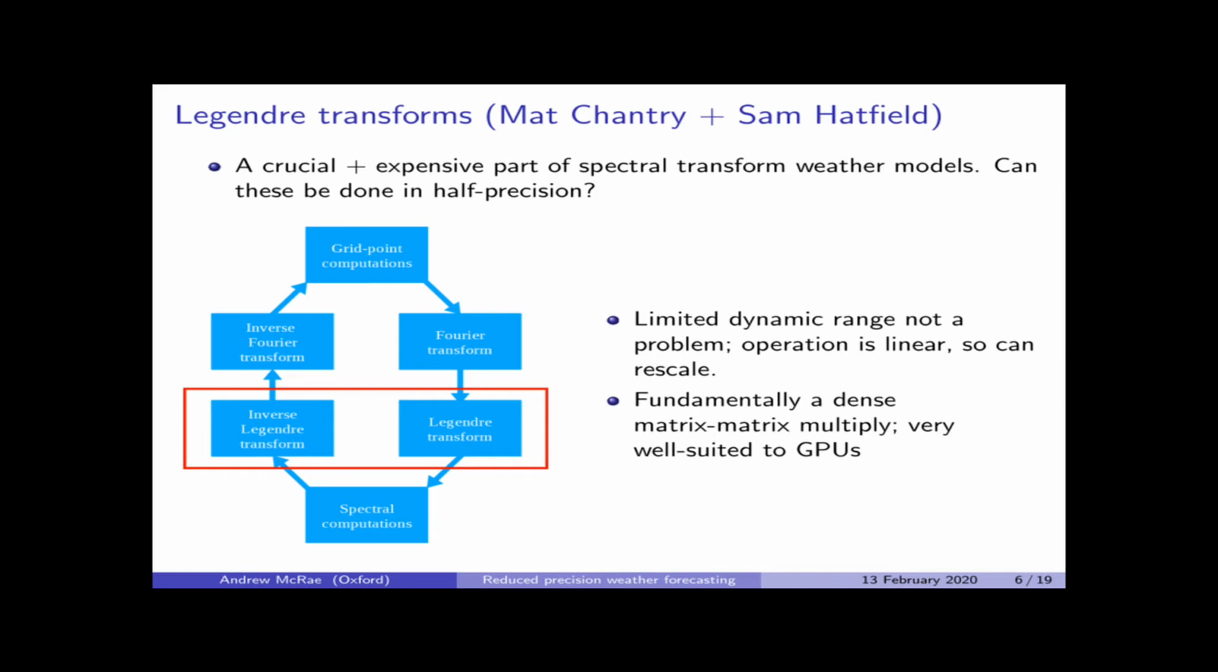So my colleagues looked at taking these down to half precision. One problem with half precision that I think Sri mentioned yesterday is that it's got a very limited dynamic range. The biggest number you can represent is something like 65,000. However, these Legendre transforms are a linear operation, and therefore it's totally fine to take your initial values, rescale them to make sure that you're within the dynamic range, do your calculation, and then rescale them back afterwards. That's totally fine because it's a linear operation.